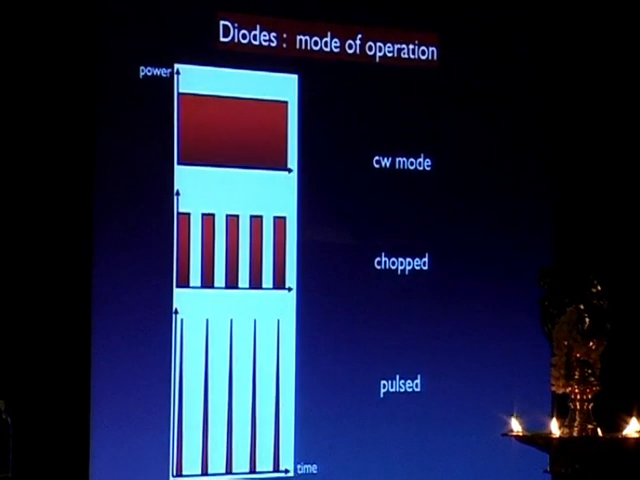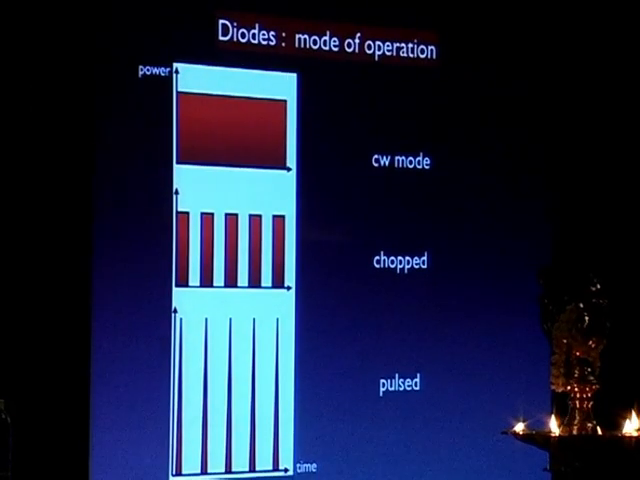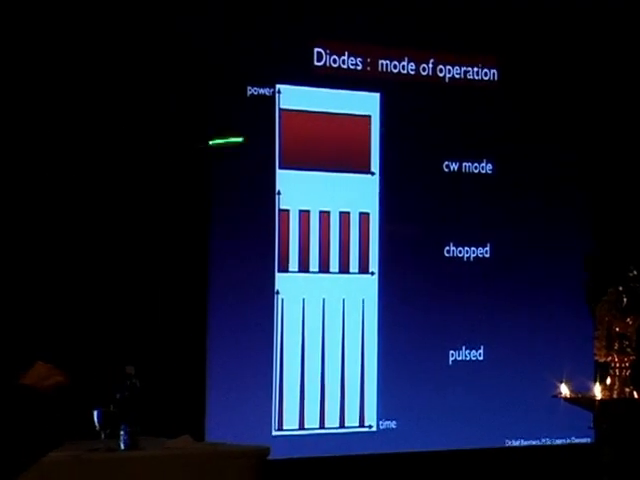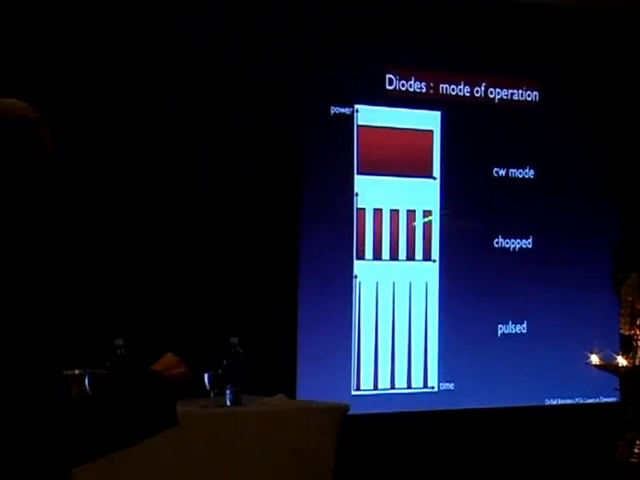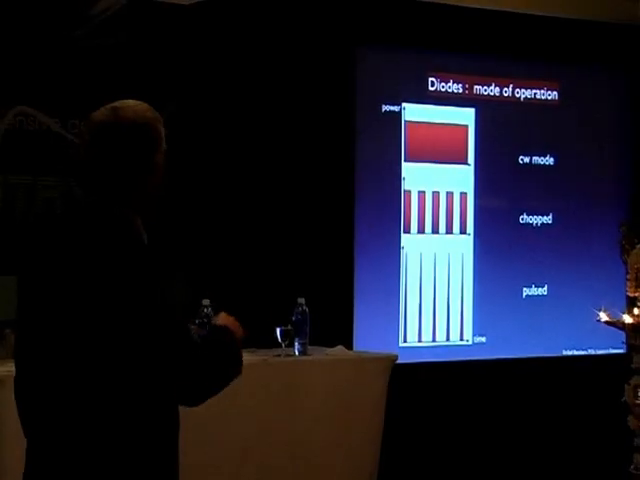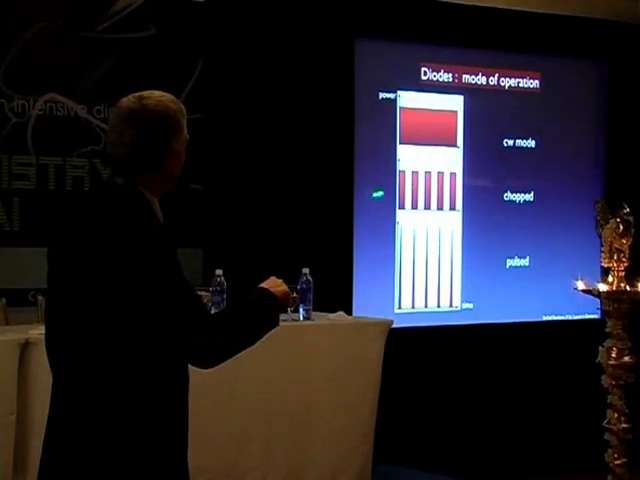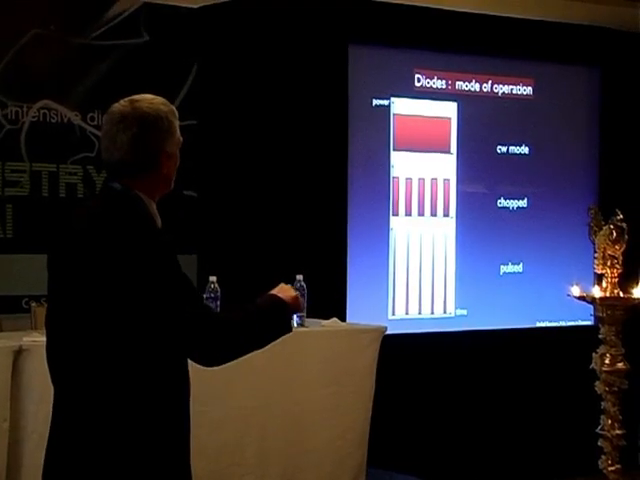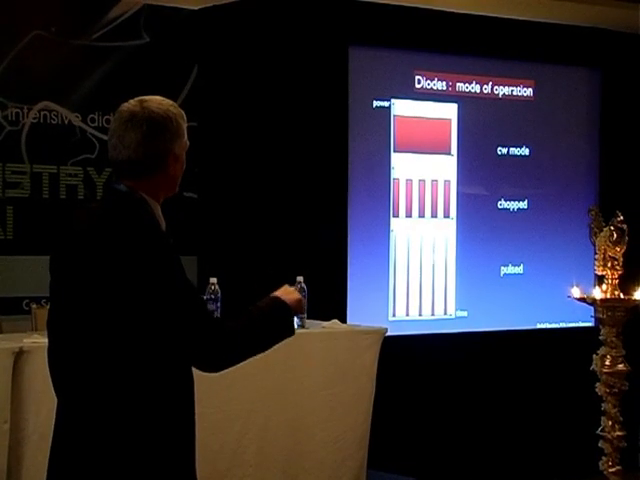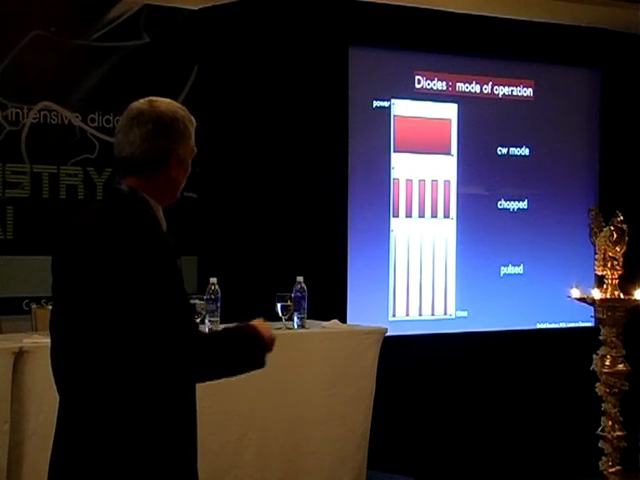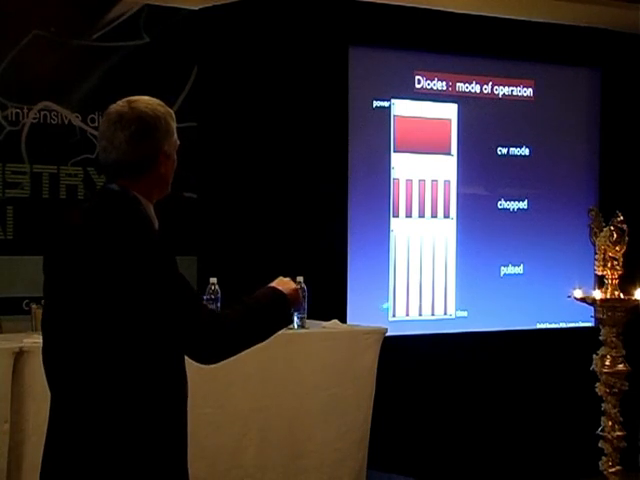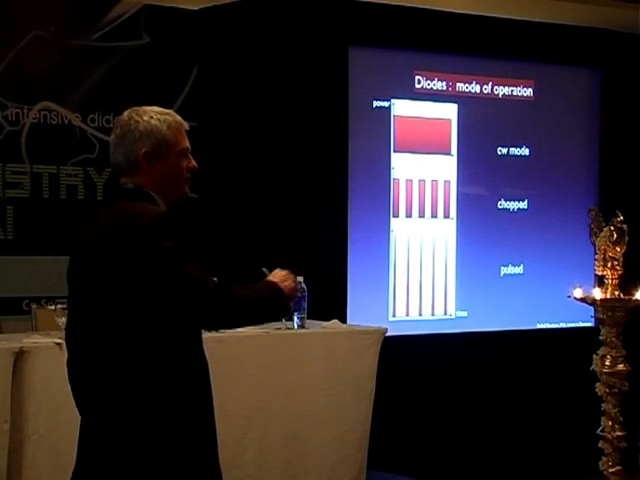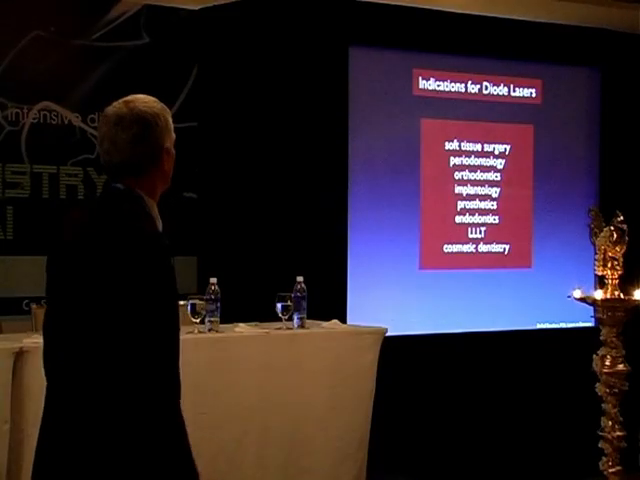These are the different types of operation modes. This is continuous wave mode, so you switch it on and you have all the time the same energy. With the chop mode, you are splitting the total energy into different parts, and with the pulse mode, you get much higher peak powers than in continuous wave or chop mode, and there's a lot of time in between for the tissue to recover from the thermal heat you give to the tissue.